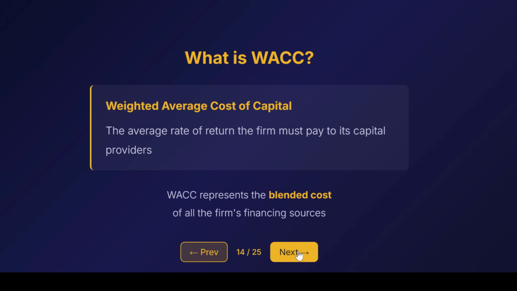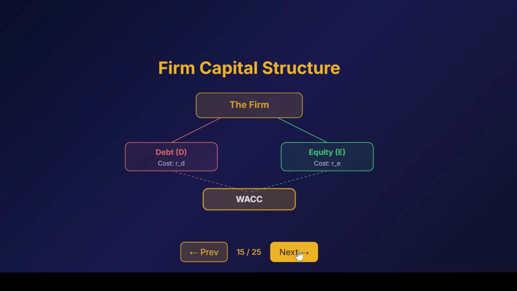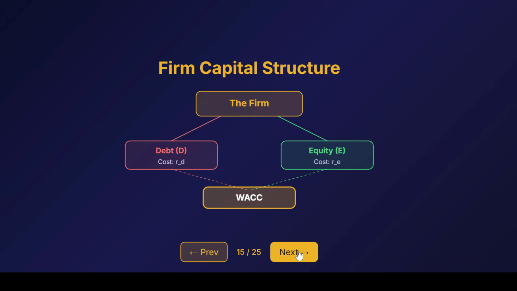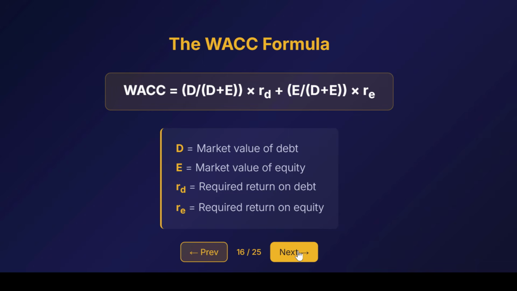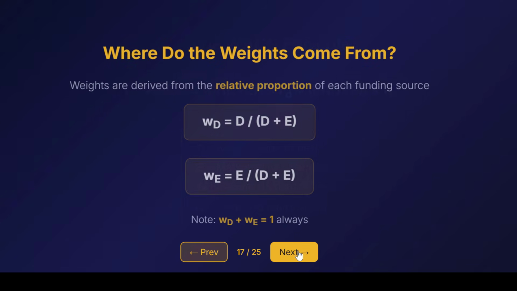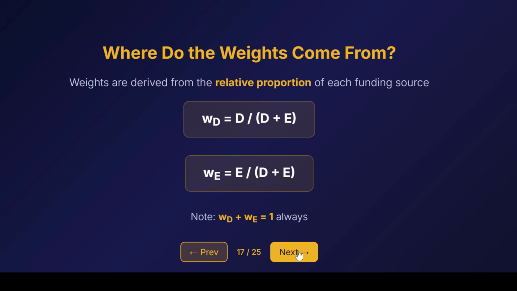What is WACC? WACC stands for Weighted Average Cost of Capital. It is the average rate of return the firm must pay to its capital providers. WACC represents the blended cost of all the firm's financing sources, primarily debt and equity. The WACC formula. WACC equals (D divided by the sum of D and E) times RD, plus (E divided by the sum of D and E) times RE. Here, D is the market value of debt, E is the market value of equity, RD is the required return on debt, and RE is the required return on equity.